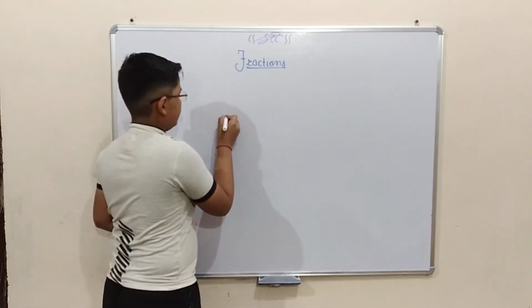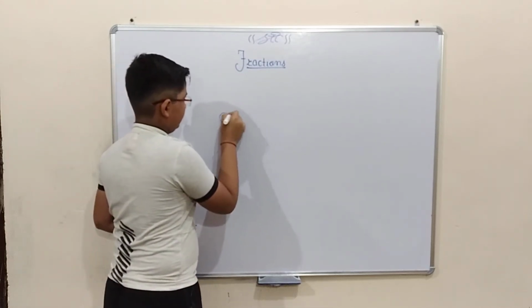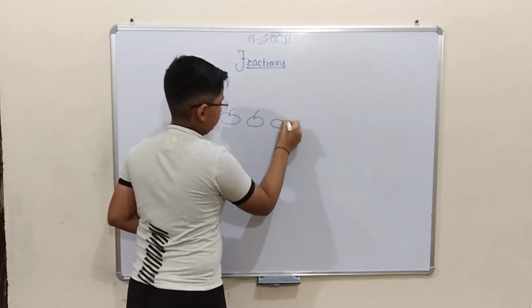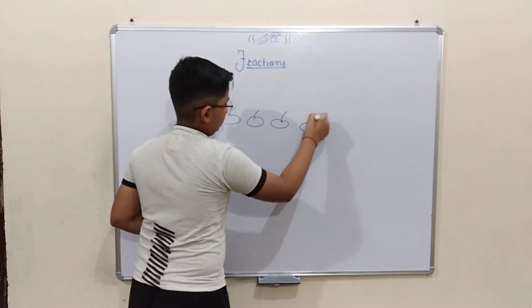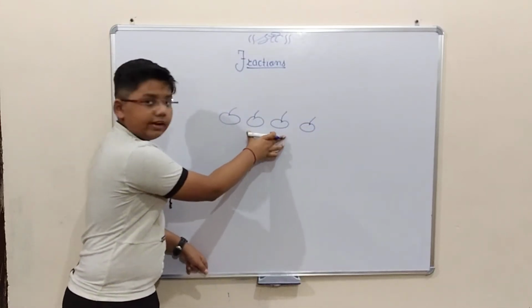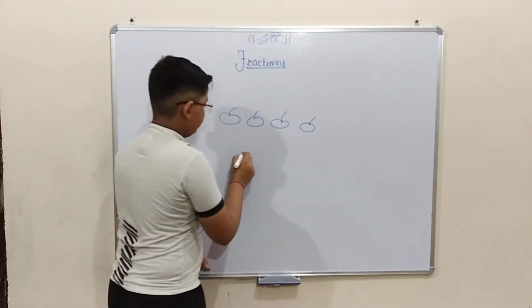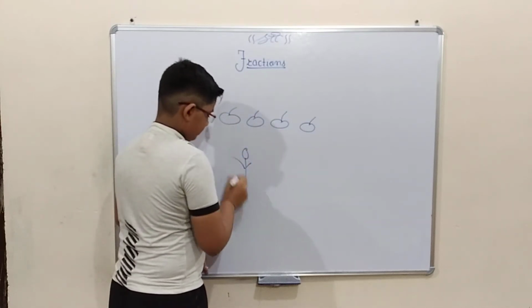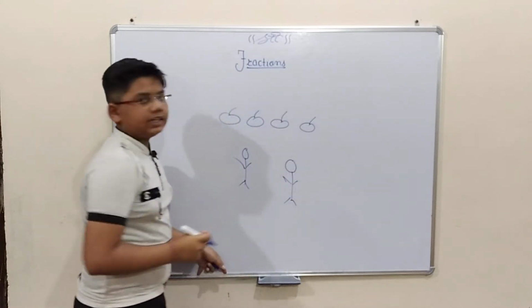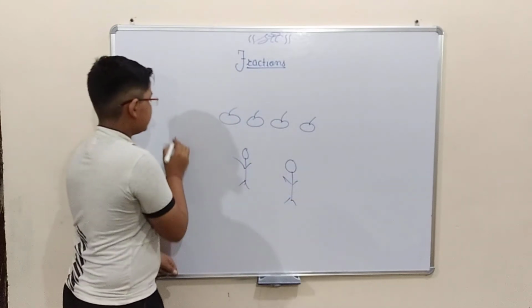Suppose there are 4 apples like this. This is the first apple, this is second, this is third, and this is fourth. And we have to divide these apples between two people. Then how do we divide it? That's a simple division problem.